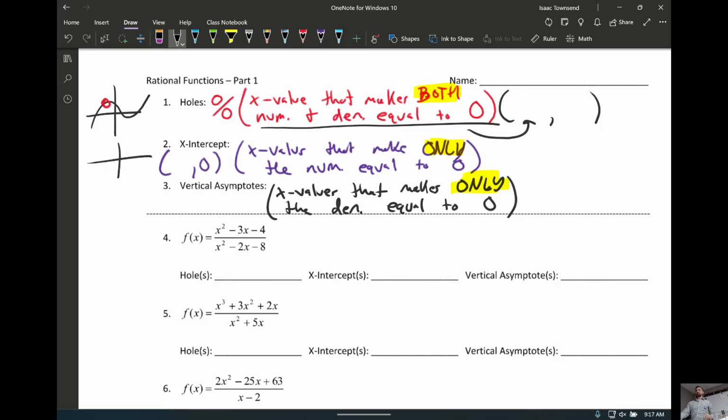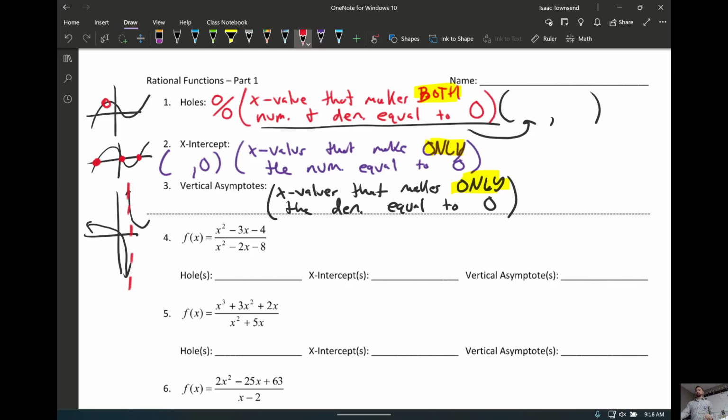An x-intercept is anywhere y is 0 on the x-axis. And then vertical asymptotes are when you get these vertical spikes in the graph, like this. This is a vertical asymptote.